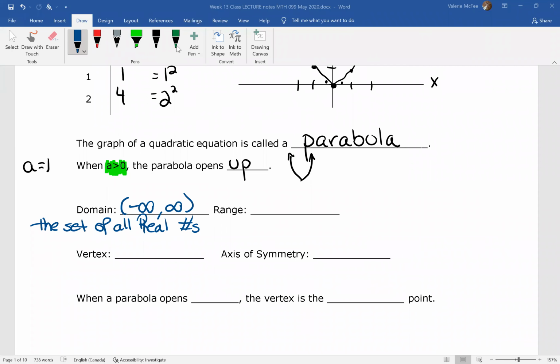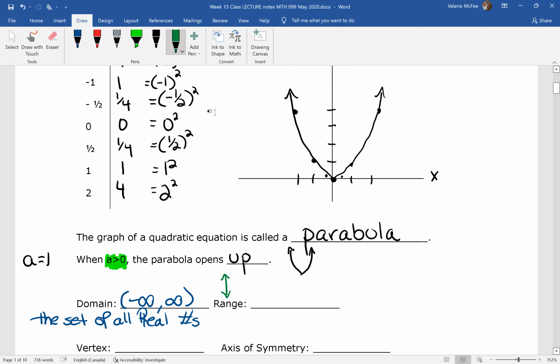When we're looking at the range, we're looking at the y values. What's the graph doing up and down? Well, we see that 0, 0 is our lowest point. So the lowest y value is 0. It is included on the graph, so we're using a closed or square bracket. As we go up from there, we see that the graph continues to +infinity. So y is greater than or equal to 0 for the range of this quadratic equation.